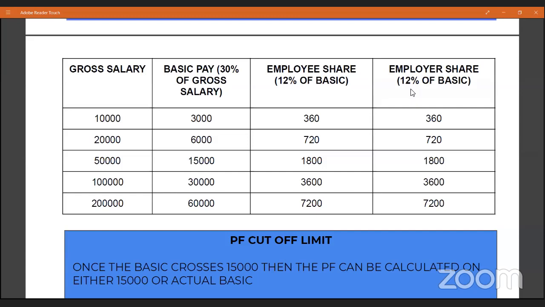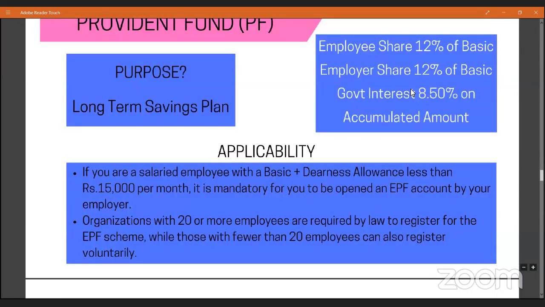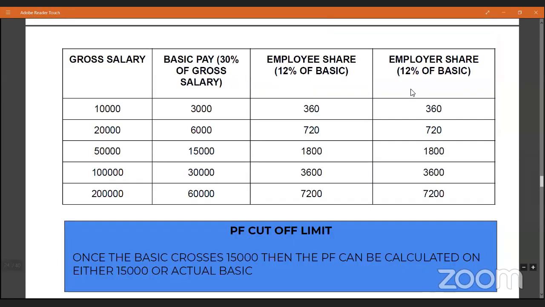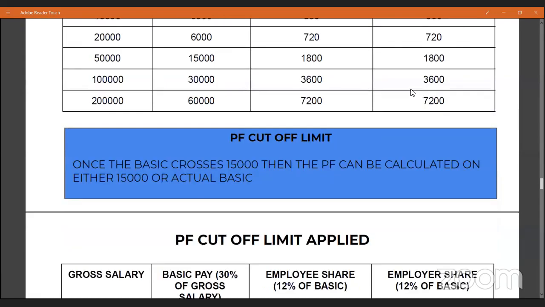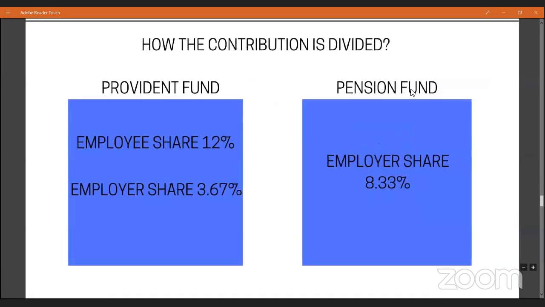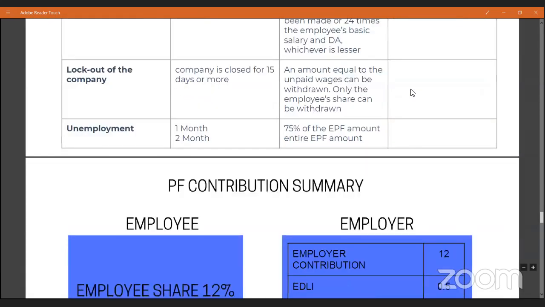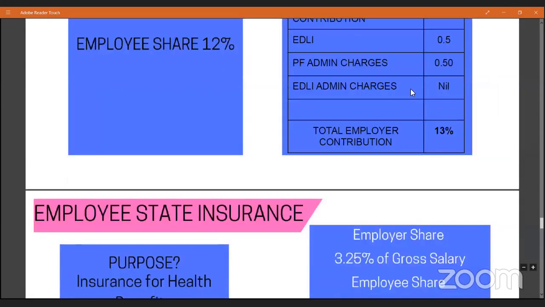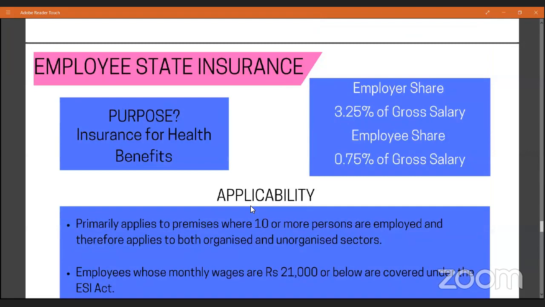So two important takeaways: you have an employee share and employer share, and then you have the cutoff limit which is being applied, right? This is another thing that we covered, and we also saw how loans and things are distributed. Yesterday also we saw that as well. And then I think we wound up the session with ESI.